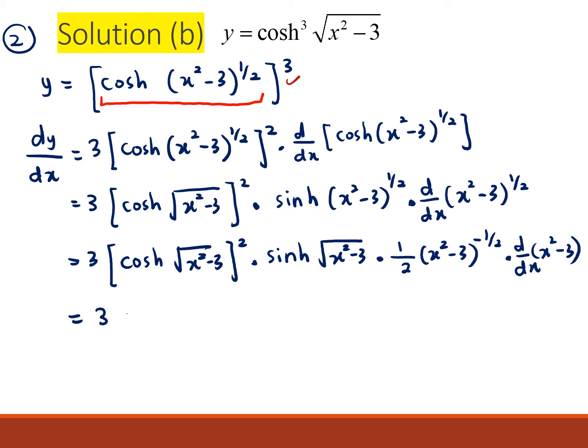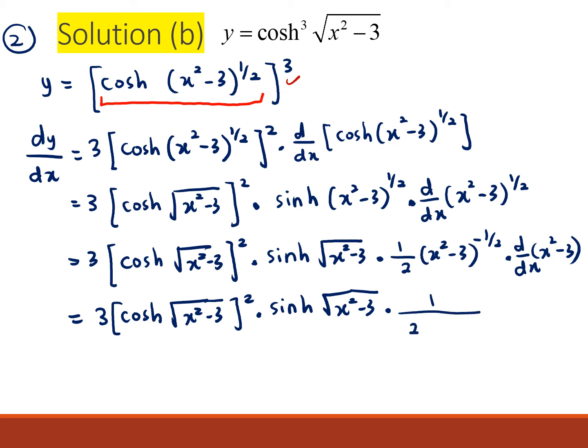So now this will be x squared minus 3 times sine hyperbolic square root of x squared minus 3 times 1 over 2 square root of x squared minus 3 times the derivative of x squared minus 3, which will be times 2x.